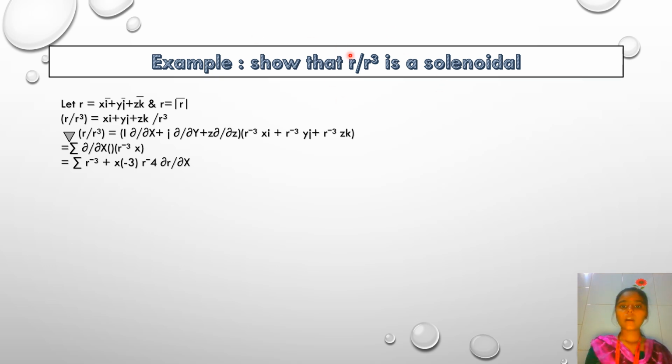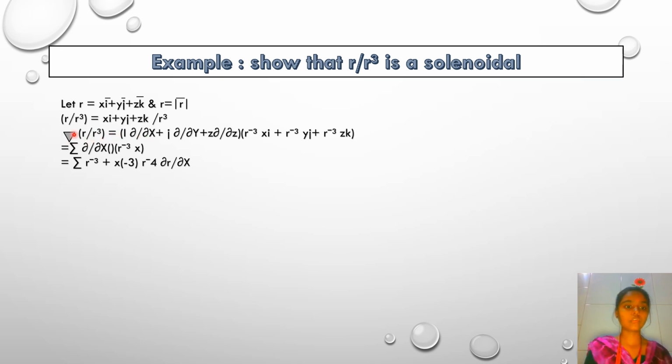So, show that r by r cube is solenoidal. Now we are going to discuss an example regarding the topic of solenoidal vector. Let us take r equal to xi bar plus yj bar plus zk bar, and r equal to the magnitude of r bar. We have to show that r by r cube is solenoidal. What is solenoidal? Del dot f bar equals 0, right? Now we have to find the del of r by r cube.